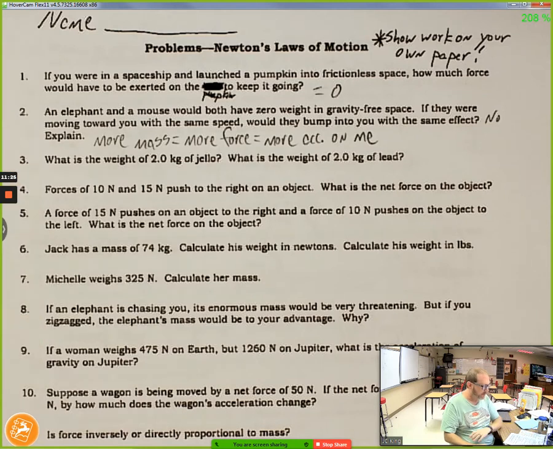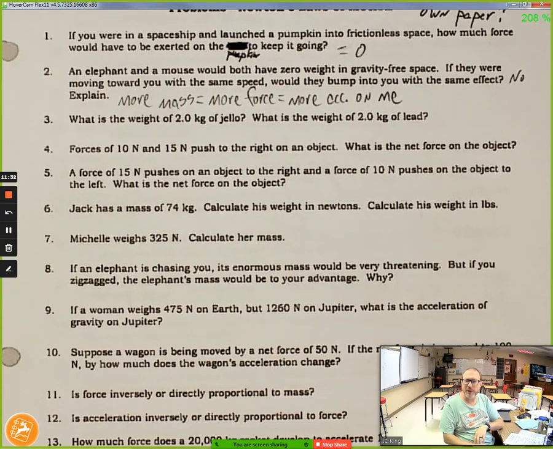So let's see. Okay. What's the weight of 2 kilograms of Jello, and what is the weight of 2 kilograms of lead? We're going to do a little bit of math on this one, but before we do any math, what's your instinct regarding this? Do you think that they will have the same weight, or do you think they will have different weights? No, that's okay. Yeah, that is what I'm asking. Same weight or different weight? Assuming that we're weighing them both on Earth.